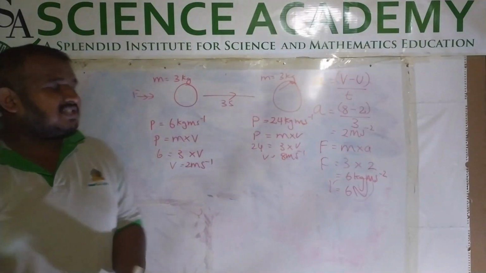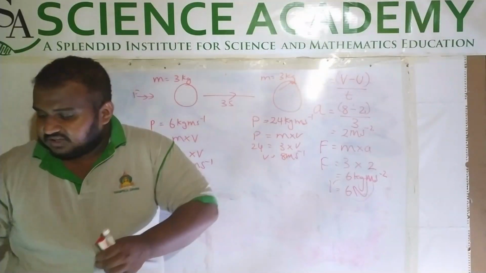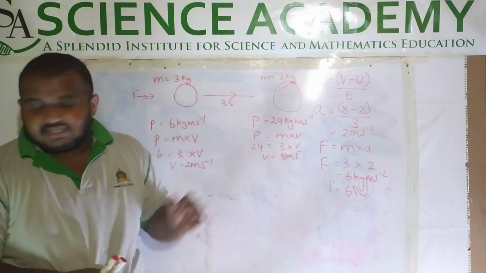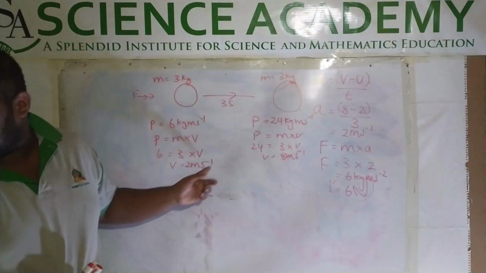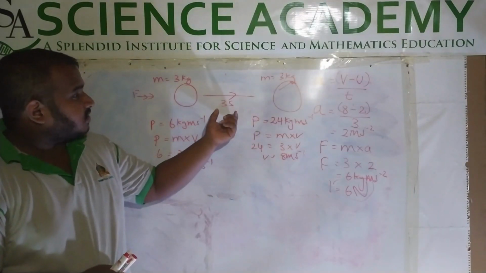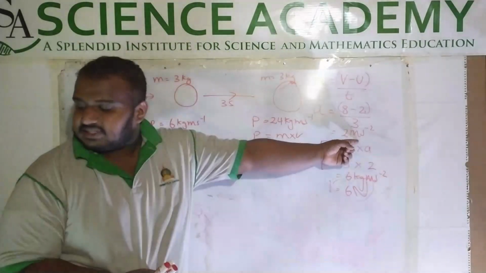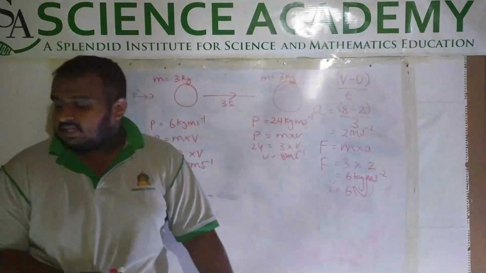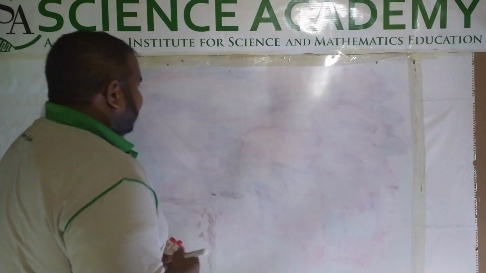So they have asked you the question in parts. The first question they have asked you, what is the initial velocity? 2 meter second minus 1. What is the final velocity? 8 meter second minus 1. And then they have asked you, what is the acceleration? 2 meter second minus 2. And finally, the force acted is 6 Newton. Right. So I will summarize the subject.